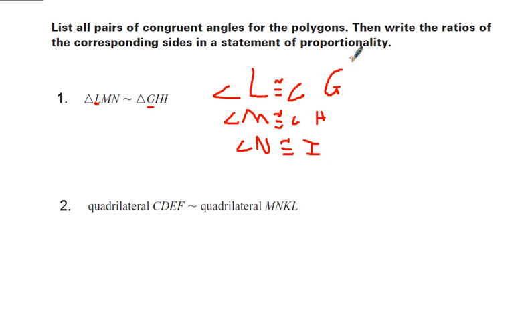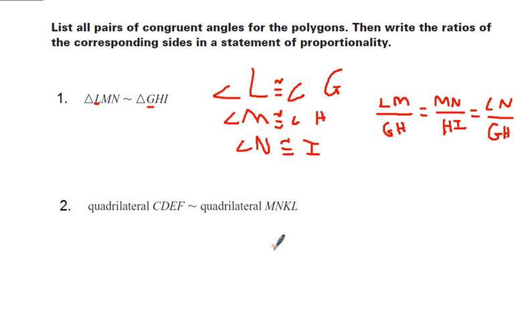Second part, listing the corresponding sides in a proportionality statement. That means that we want to say each side that corresponds, so LM and GH are in a fraction together. It's a ratio together. LM to GH, MN to HI, because those are the second pair, and then LN to GI, and that's all you need to do.